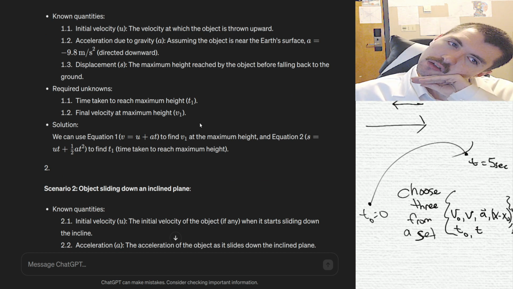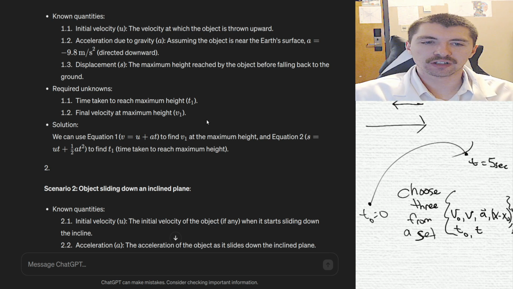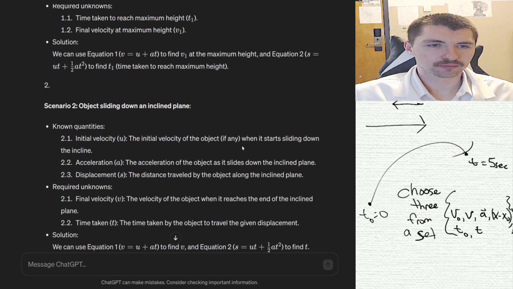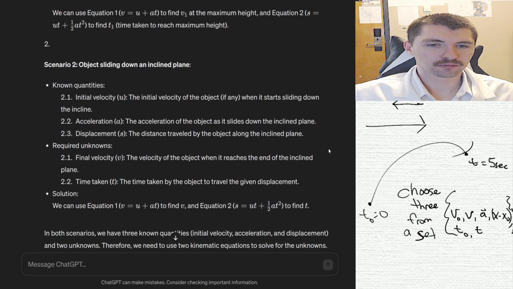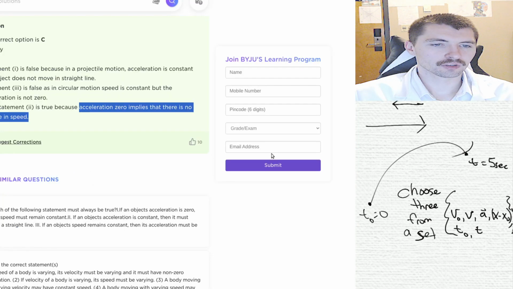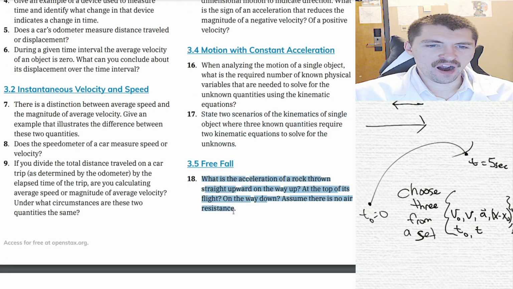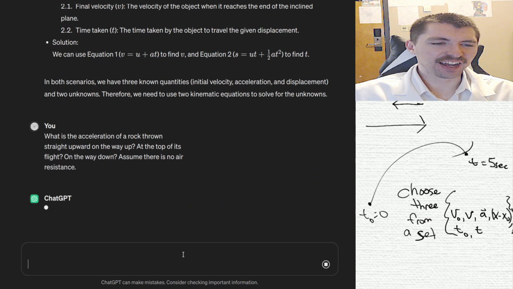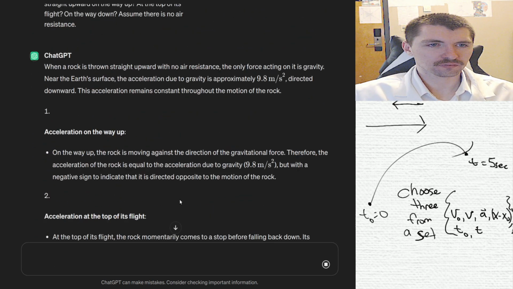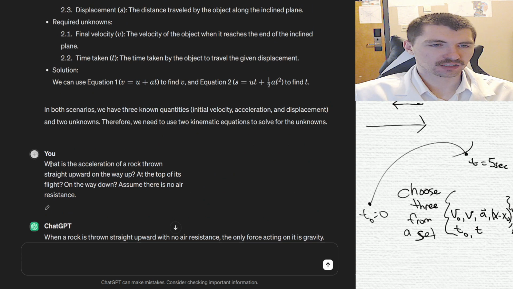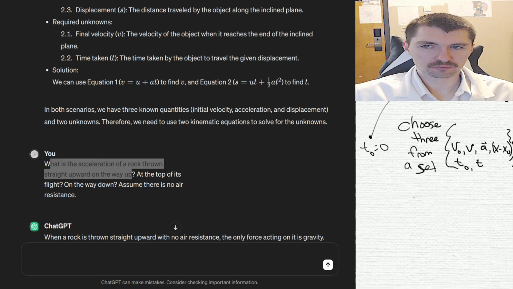Wow. So we find maximum height. And then making use of second equation, find the time to reach that maximum height. Okay, free fall. What is the acceleration of a rock thrown straight upward? So it's d.